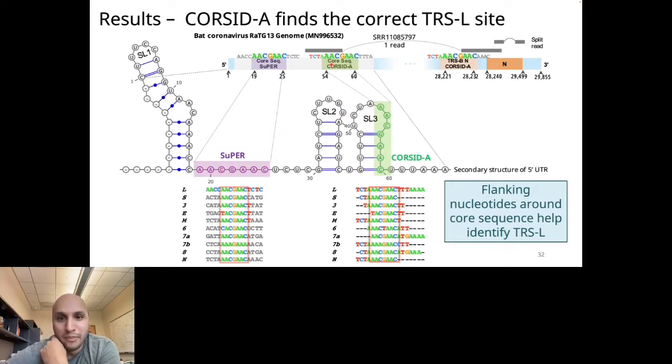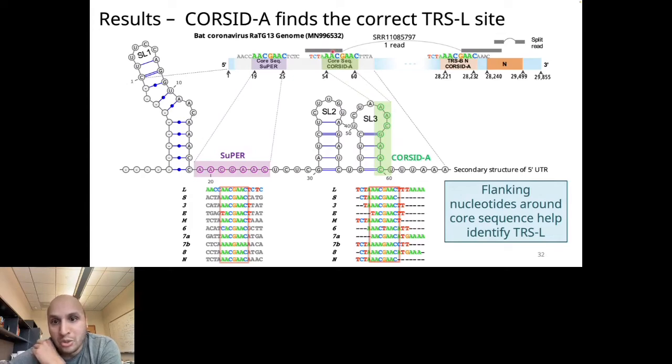And there are two reasons. Number one is that for beta coronaviruses, it's actually known that the core sequence is located on stem loop 3. And this is stem loop 3. And the other reason is we actually downloaded the Illumina raw sequences, and we aligned them to the reference genome.